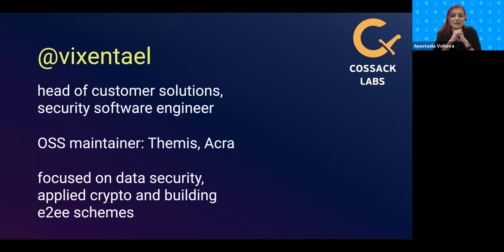As I mentioned previously, my name is Anastasiia, and my nickname is Vixentail, and I'm a security software engineer. Right now, I'm working at a company, Cossack Labs, and basically, this is a data security company. So my day-by-day work is related to cryptography, to security software. I help to create security software. I help other companies to make their software more secure. And I am super focused on applied cryptography, especially encryption, especially end-to-end encryption. And I really like to add end-to-end encryption into typical applications.